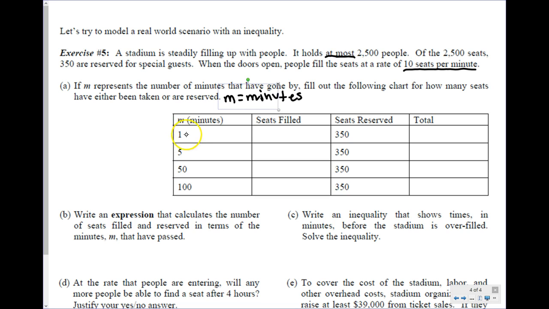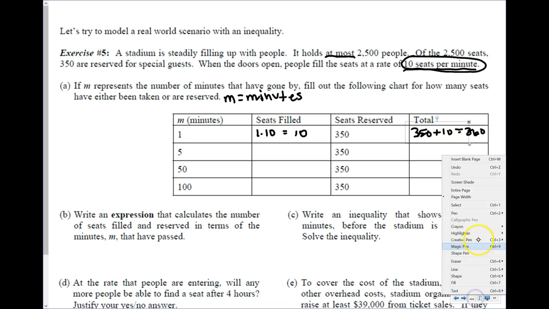So let's look at after 1 minute, how many seats are filled? Well, let's look at our rate. 10 seats fill up per minute. So after 1 minute, we have 1 times 10, so 10 seats get filled. The total is going to be those reserved seats, so 350 plus 10, so the total seats now in the stadium are 360 that are filled.